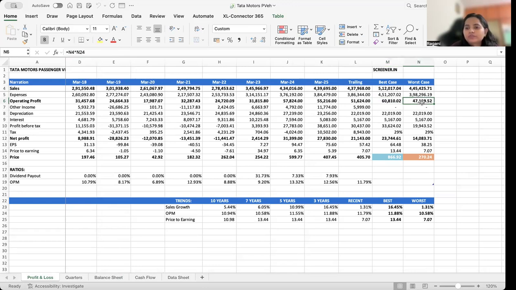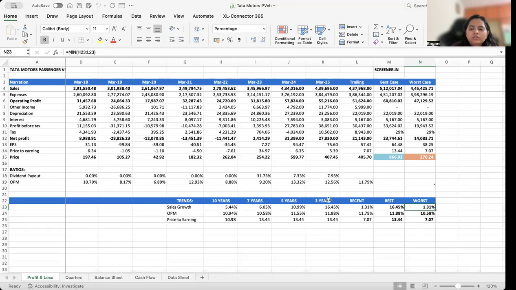After that I calculated the worst case. For worst case, I calculated K4. K4 is sales plus M24, and M24 is multiplied by L4.